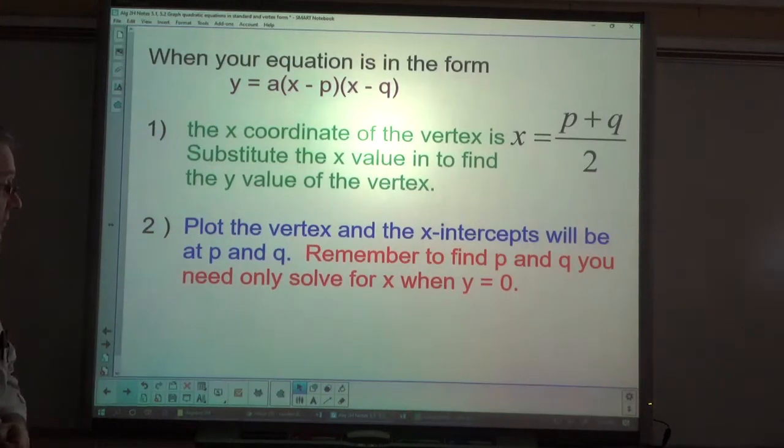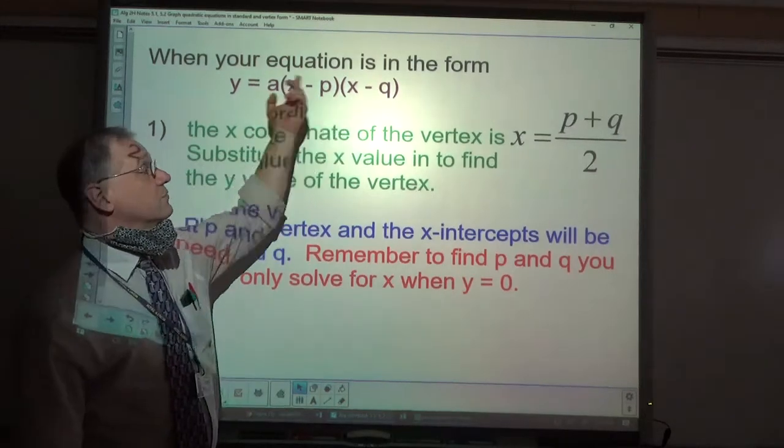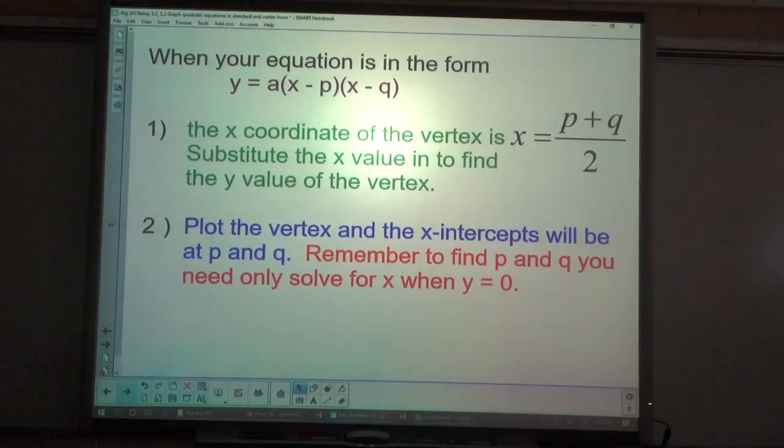Remember, to find p and q, you need to only solve for x when y equals 0. So in other words, you set each of these equal to 0 and solve for x. That's one way to find p and q.